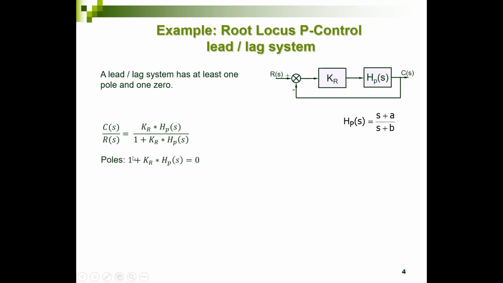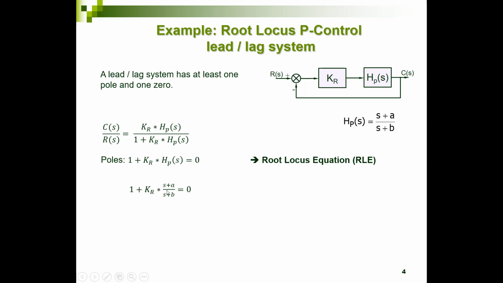The poles of this system can be calculated again by setting the denominator to 0. So 1 plus kr times HP is 0. And that is what we call the root locus equation again. So it's the equation for the poles of my closed loop system. Put in another way, we fill in the transfer function for HP, and we get 1 plus kr times S plus A divided by S plus B is 0.